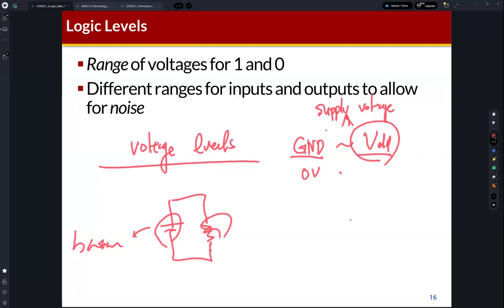So we already know that the battery has a cathode and an anode, right? So like the plus node and then the minus node. So we can say that this minus node is the ground, and then the plus node is the VDD, the supply voltage.